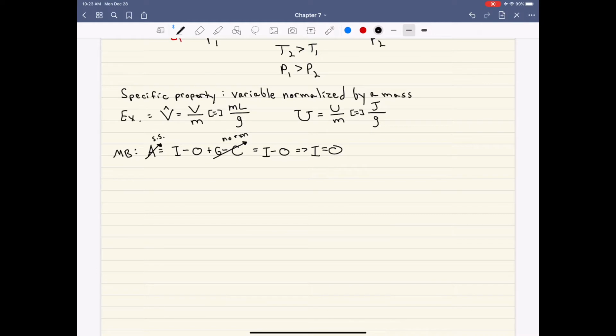For the input to my stream, I know it's just equal to the mass flow rate 1, and the output is equal to mass flow rate 2. So what I have now is that m dot 1 is equal to m dot 2.